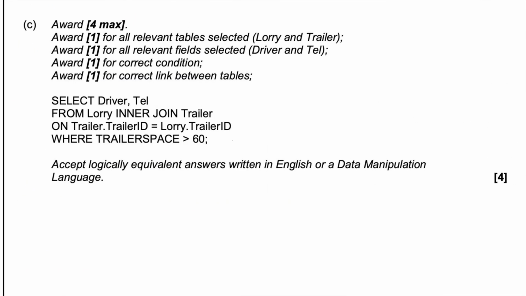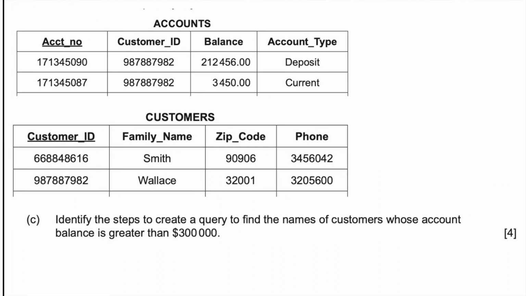We'll check our answer right here, and it is actually correct. But let's take a look at another question. So maybe this will make a bit more sense because we do have tables right here. We're not just joining fields. But identify the steps to create a query to find the names of customers whose account balance is greater than 300,000. So we want to find the names of customers.